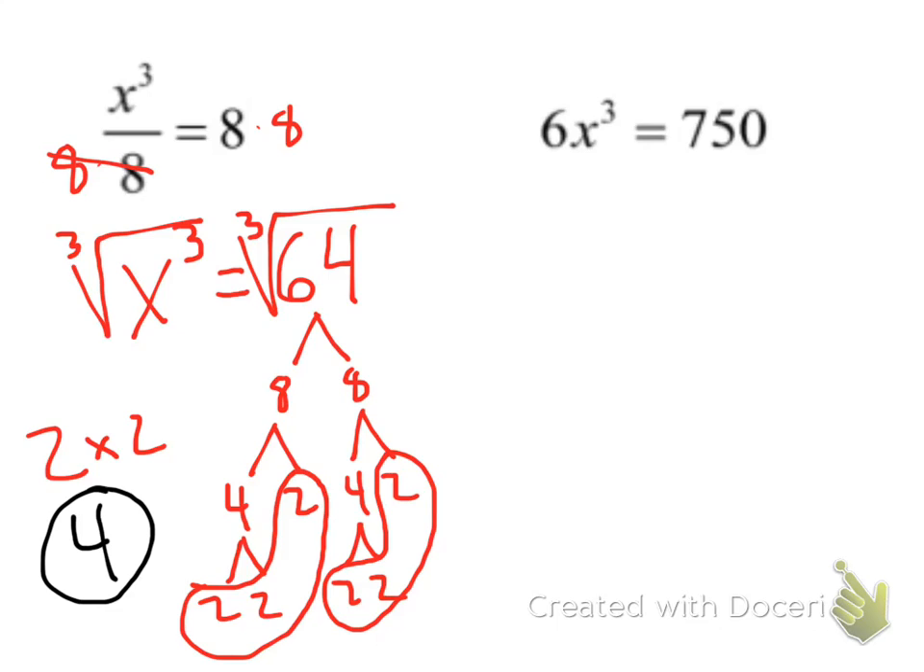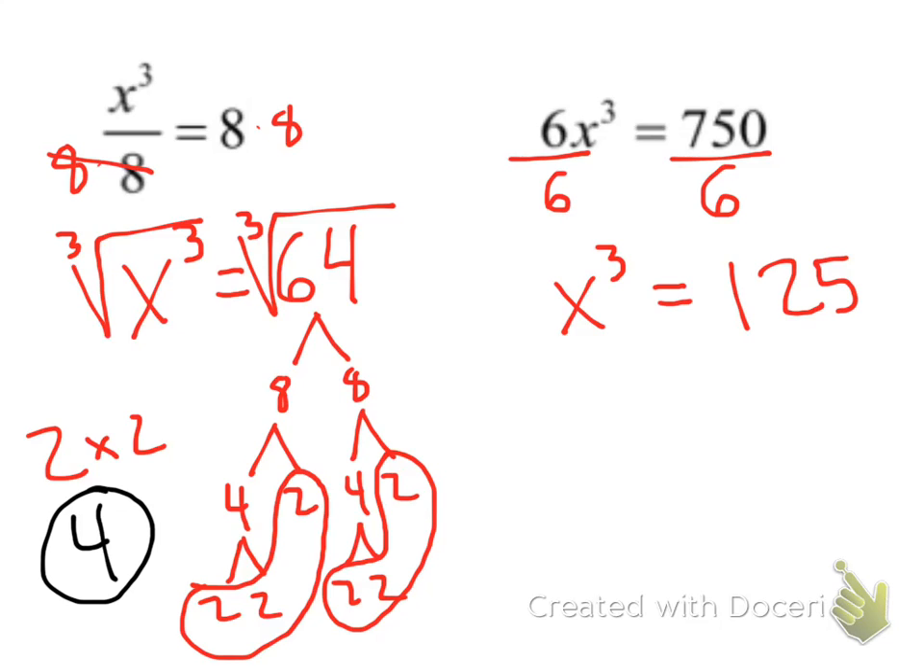Let's do this other one over here. We divide both sides by 6. Divide by 6, and you get x cubed is equal to 125. How do I get rid of that cube? I have to do the cube root of it.